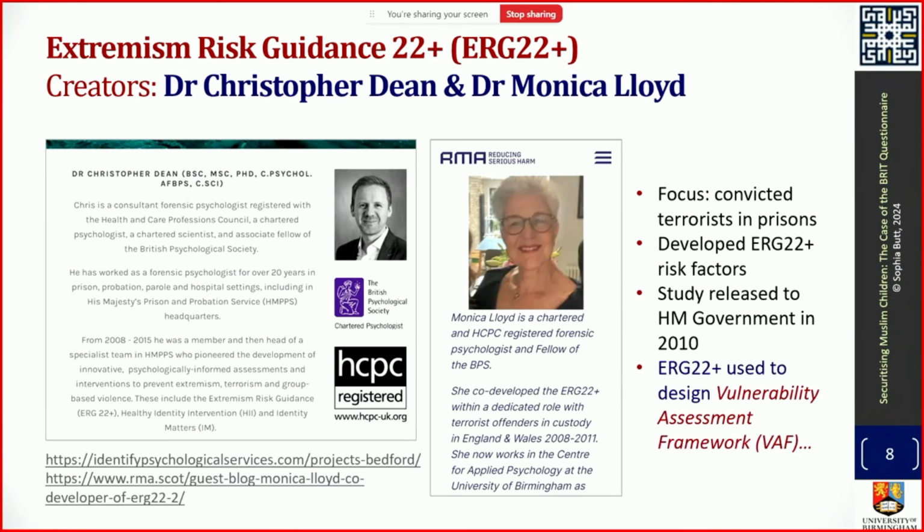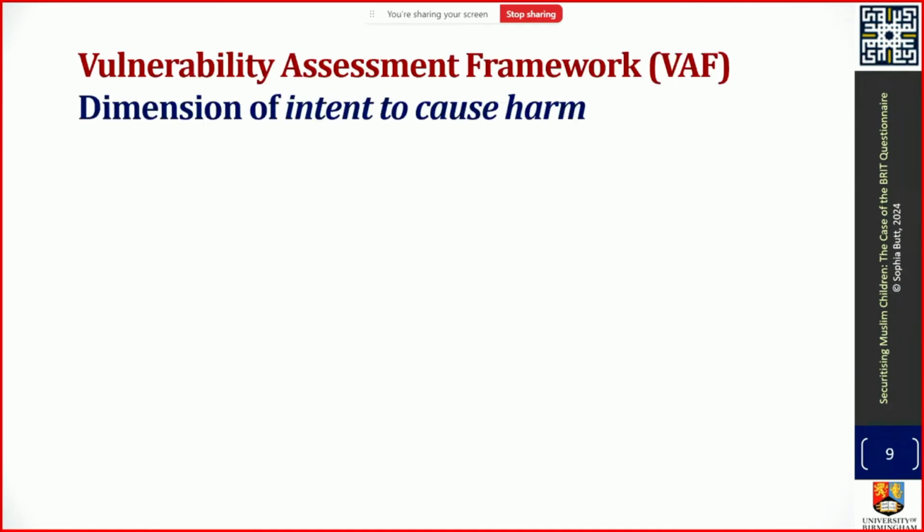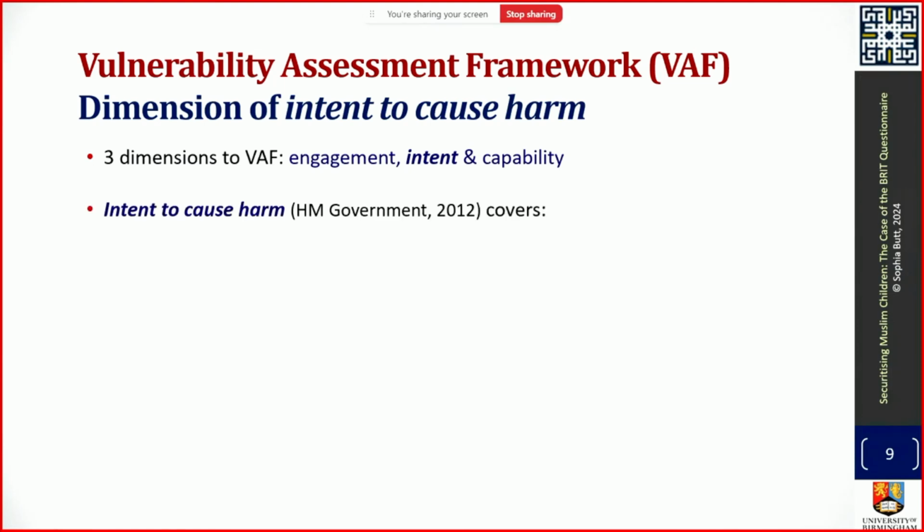The government then used ERG 22+ to develop something called the Vulnerability Assessment Framework, which is widely used across various specified authorities, including the education sector, particularly in schools. The Vulnerability Assessment Framework has three key dimensions: engagement, intent, and capability. And the dimension of intent to cause harm is what is important, because this is the one that's linked to the BRIT questionnaire and so on.